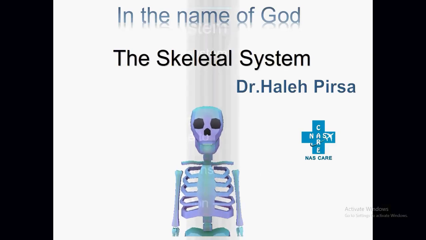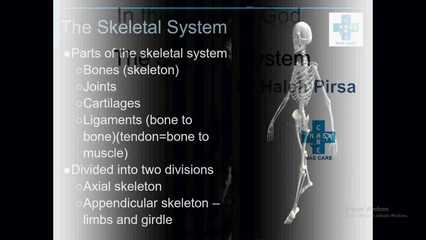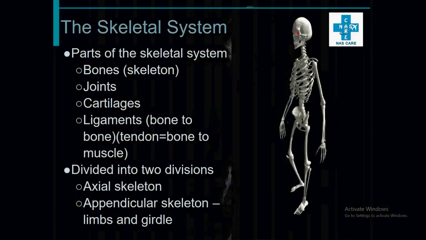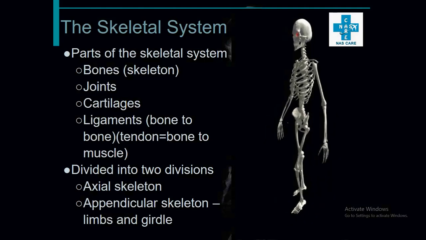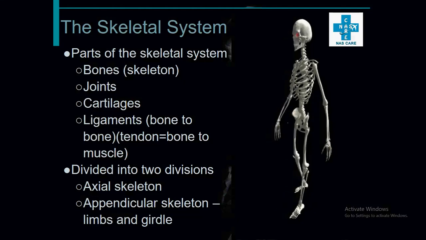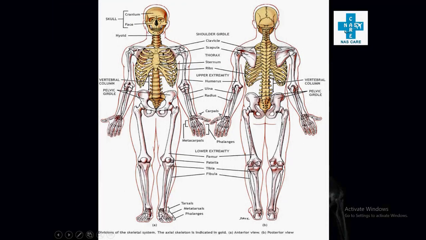It is the bones, joints, cartilage, and ligaments. In the ligaments we have bone to bone, and in the tendon we have bone to muscle. It is also divided into two divisions, axial skeleton and appendicular skeleton, which is divided into the limbs and girdle. Here we see the axial skeleton: the skull, the rib cage, and in this picture the vertebral column, the ribs, and the skull. If anybody would like, you can take a screenshot of our photos.